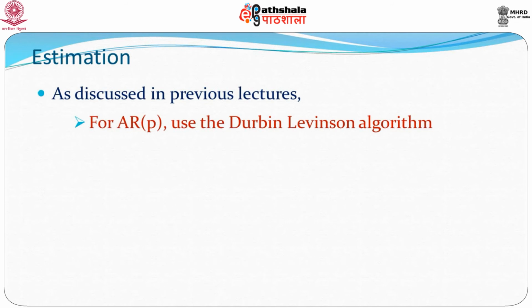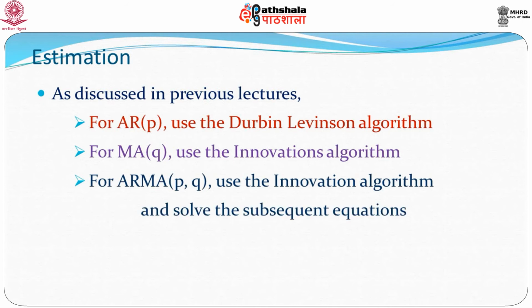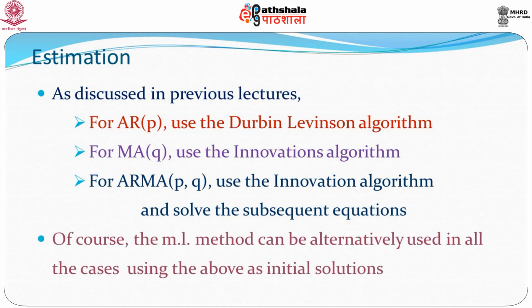details. Very briefly, for the AR(p), we will use the Durbin-Levinson algorithm generally. For the MA(q), we will be using the innovations algorithm, and for the ARMA(p,q) model, we have the innovations algorithm and the subsequent equation solving for the AR and the MA parameters. We have discussed this, so we will not go into the details, and we have also said that we can use the ML method as an alternative method.